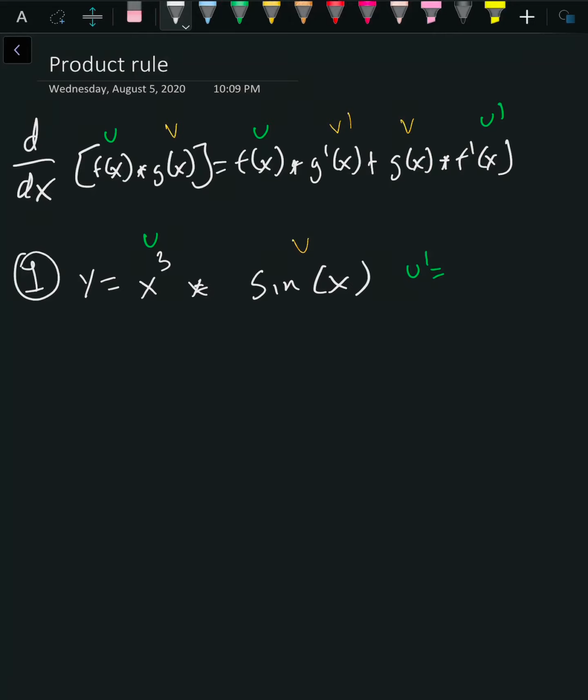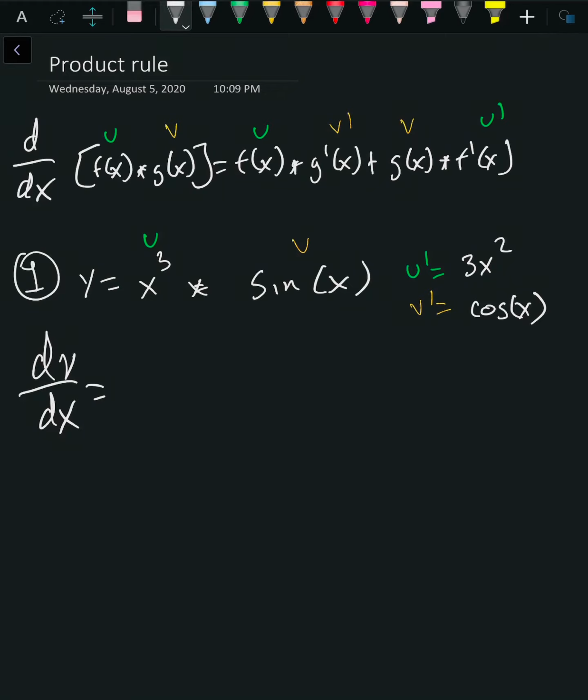So for the first term, we have to use the power rule. So the derivative is going to be 3x squared. The derivative of the second term is going to be cosine of x. Right? Once we have the derivatives, we can plug them into the formula.